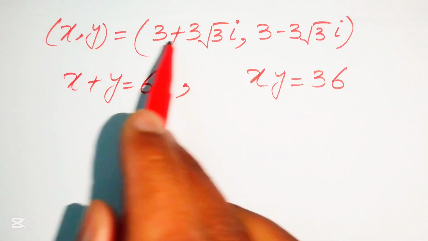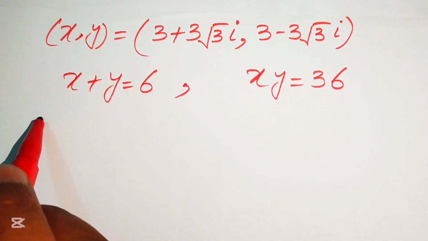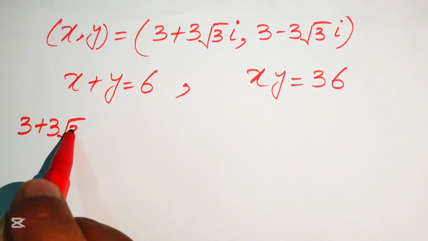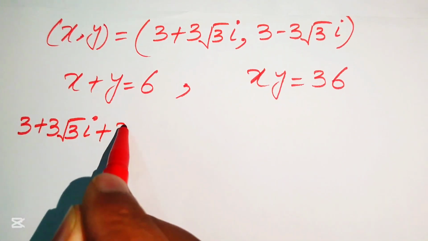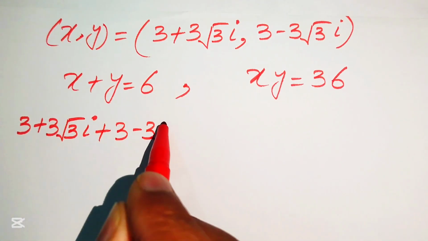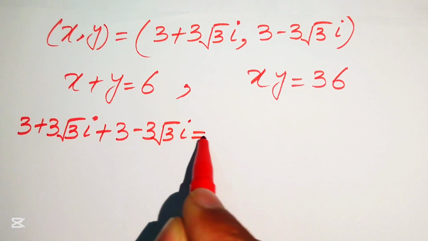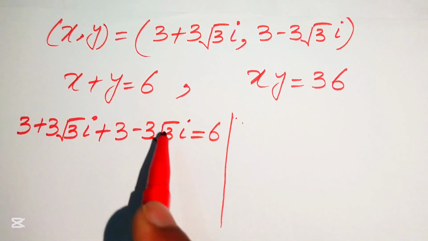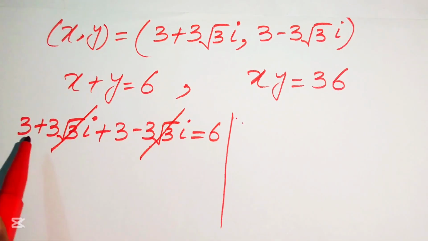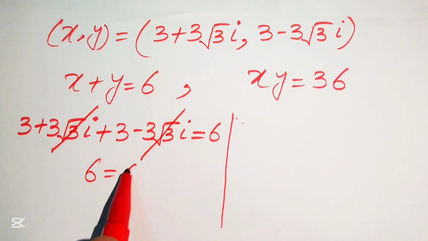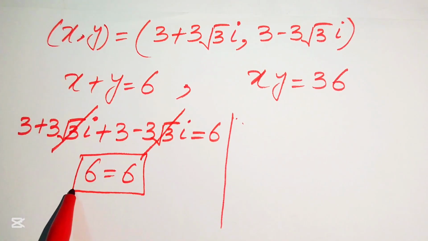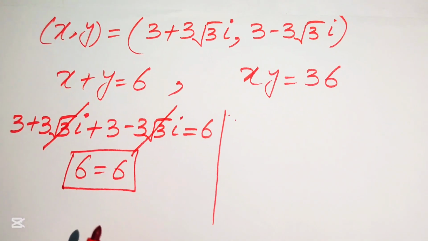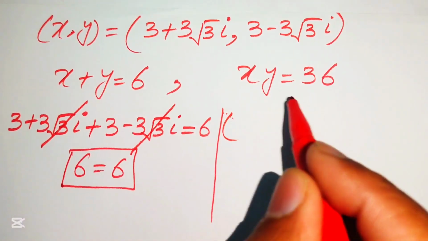So here we put these two values. This is x plus y, and we have x is 3 plus 3 times the square root of 3 iota and y is 3 minus 3 times the square root of 3 iota, equals 6. You see here, the negative and positive cancel, and 3 plus 3 is 6, equals 6. This shows that this solution satisfies the first equation. And now similarly we check the second equation.